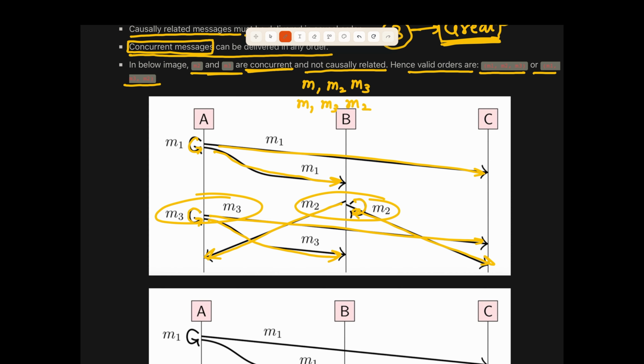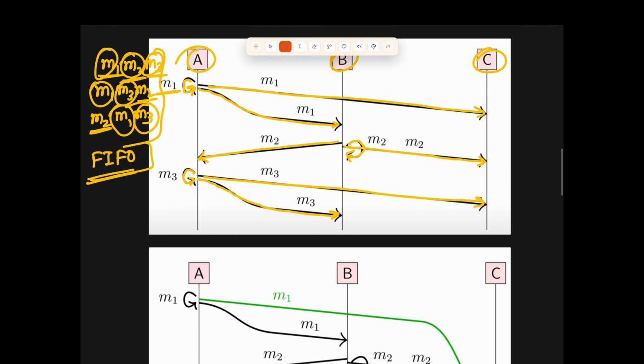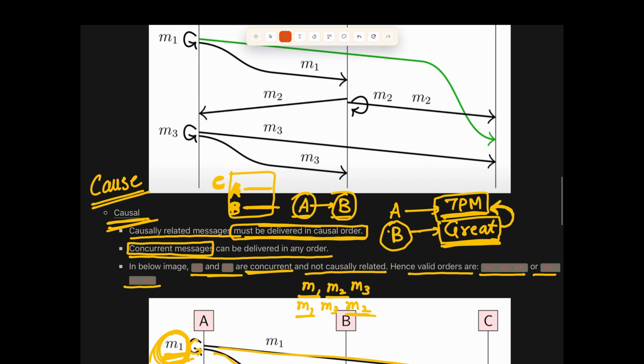Why not M2 before M1 and M3? Because M2 is closely related to M1. M2 is a response from Bhavna to Amit's message that he booked the ticket for 7 p.m. So M1 will always come before M2. This is the guarantee put by Causal Broadcast, that causally related messages will always be delivered in the order in which they were caused. So the first type, FIFO, is concerned with one person, but you see causal is related to multiple folks, how they are related, how their messages are related to each other.